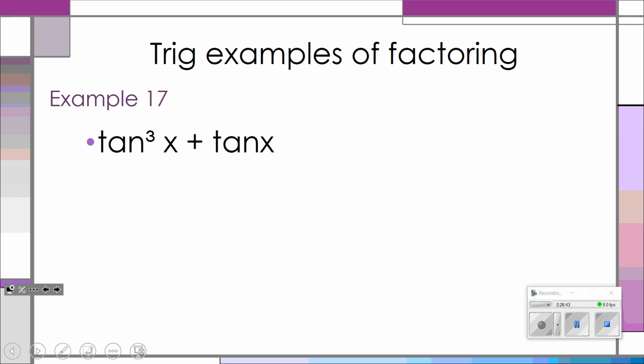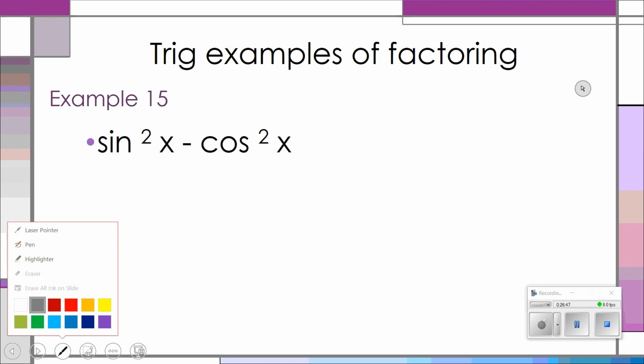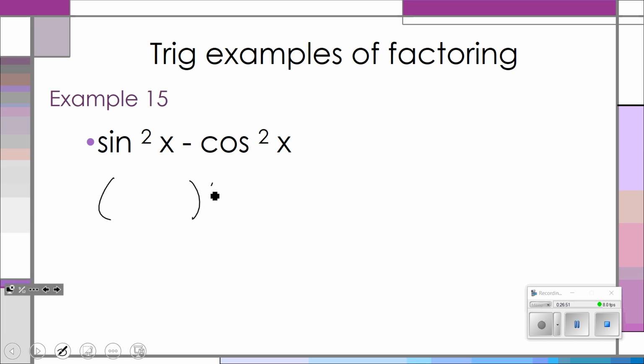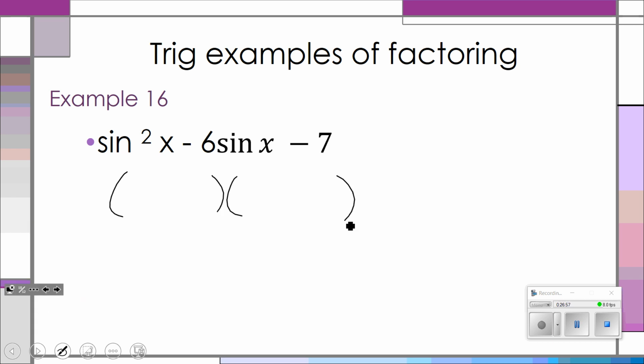We know trinomials break into two binomials. All right. What do you think? Sine of x and sine of x. And what and what? Positive 1 and minus 7. And let me just show you how this works out.